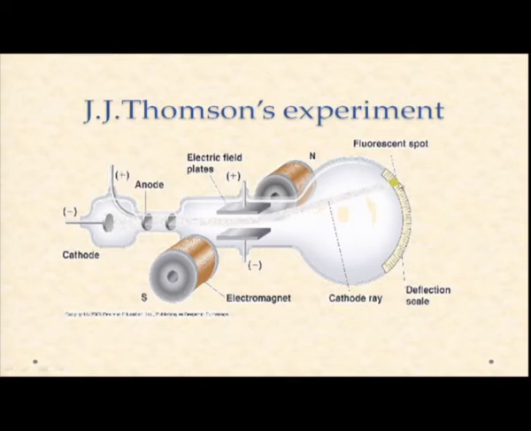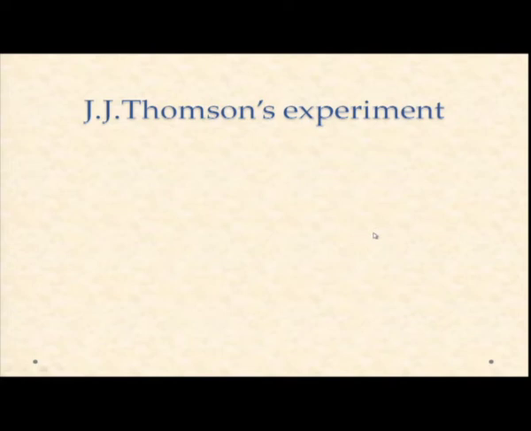Based on the position of the fluorescent chamber and the distance between two spots, we can calculate the e by m of an electron. So this is the apparatus setup used by J.J. Thomson. Now come to some calculations in this J.J. Thomson experiment.